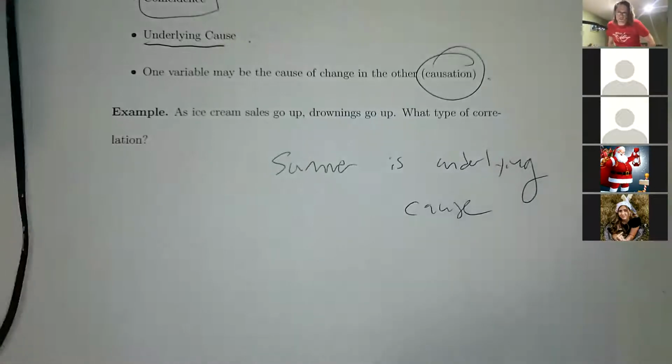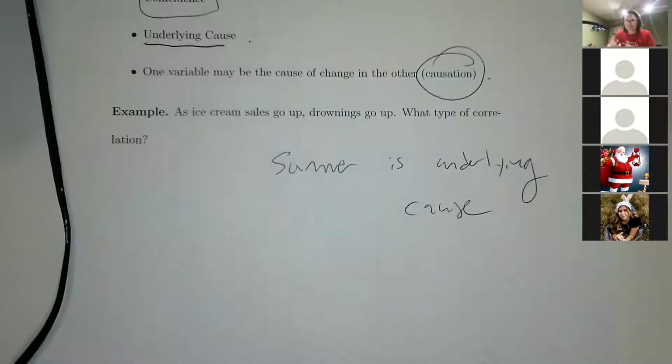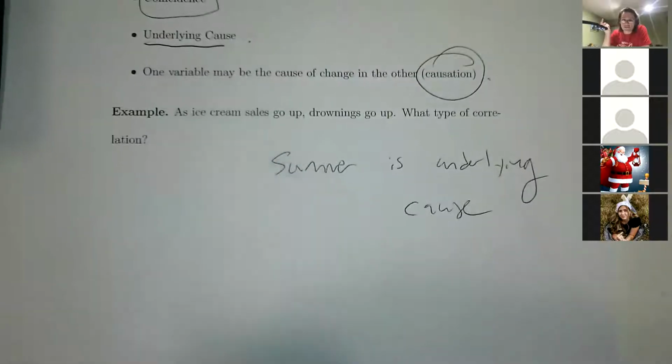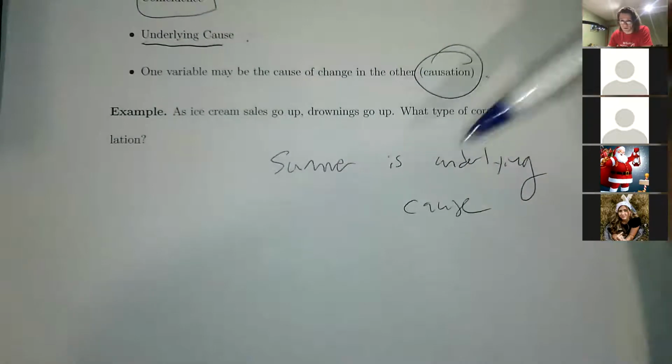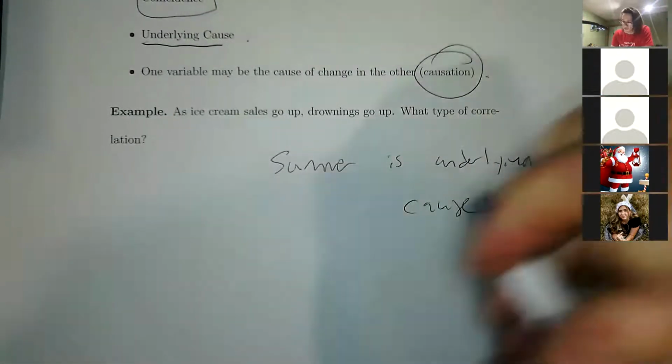So there's a correlation, but they're not actually related. Your ice cream sales going up isn't killing children. It's just that during the summer people buy more ice cream and they also go in the pool more, so they drown more. But that's it. There's no actual cause.